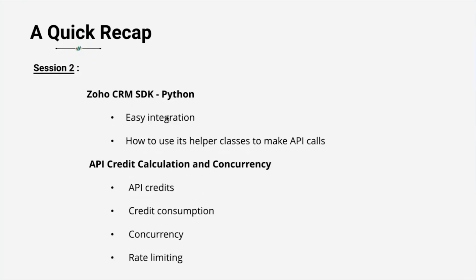And in our next session, we discussed Zoho CRM's Python SDK, and we also discussed API credits. So with Python SDK, you can easily integrate your application with Zoho CRM, and you can use its helper classes to make API calls easily. And in credit calculation and concurrency, we discussed how API credits are calculated for every API call, and how concurrency and subconcurrency is handled, and how rate limiting is done for the APIs.